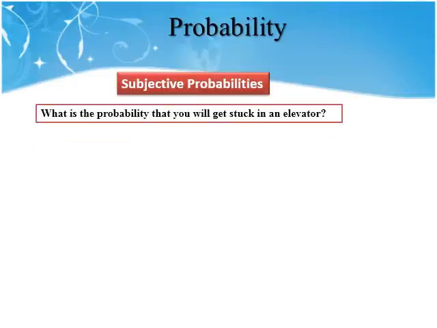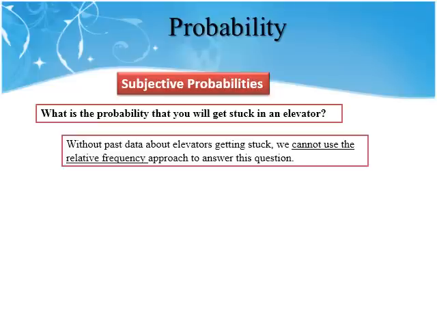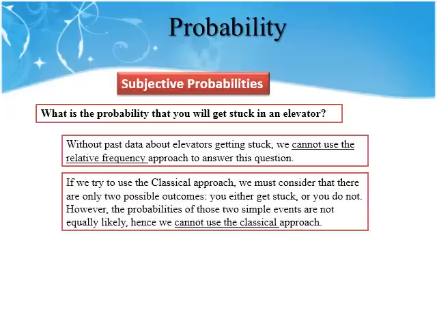A third approach to probability, let's consider this example. What is the probability that you will get stuck in an elevator? Now, if we don't have past data on elevators getting stuck, we can't use the relative frequency approach. So then we might think, can we use the classical approach? Well, if we try the classical approach, we have to consider that there are only two possible outcomes. You either get stuck in an elevator or you do not. However, the probability of those two simple events are not equally likely. So we can't use the classical approach.